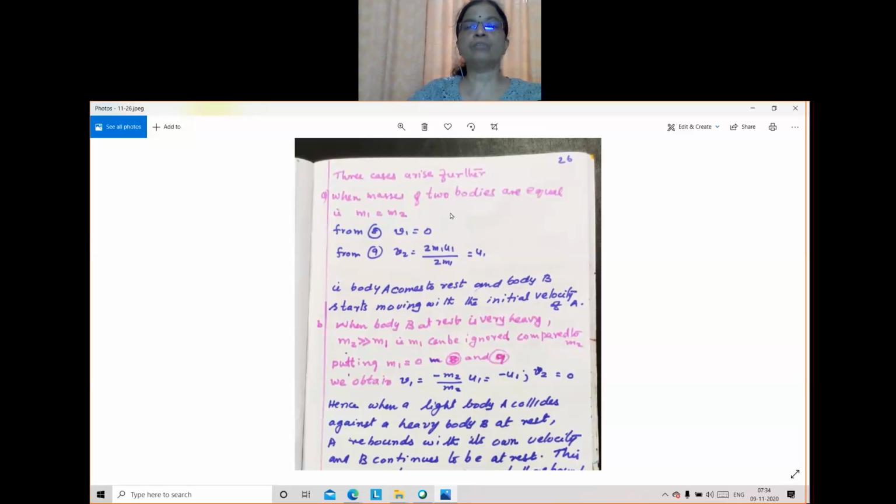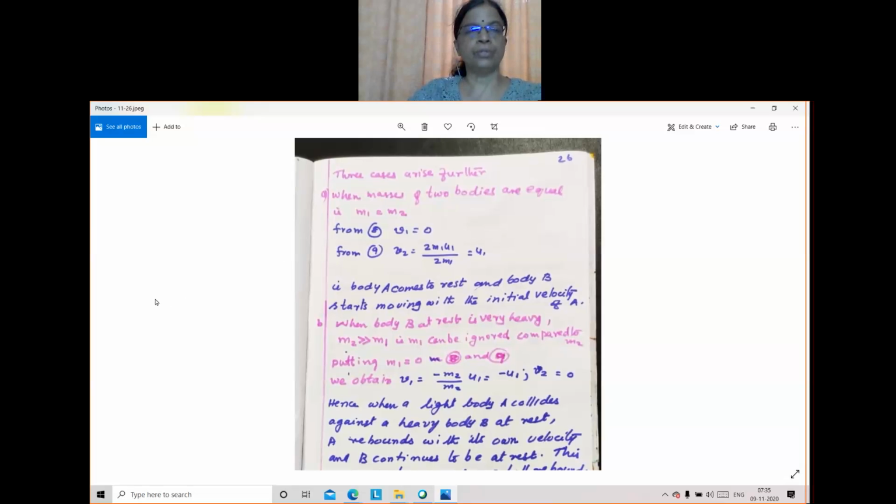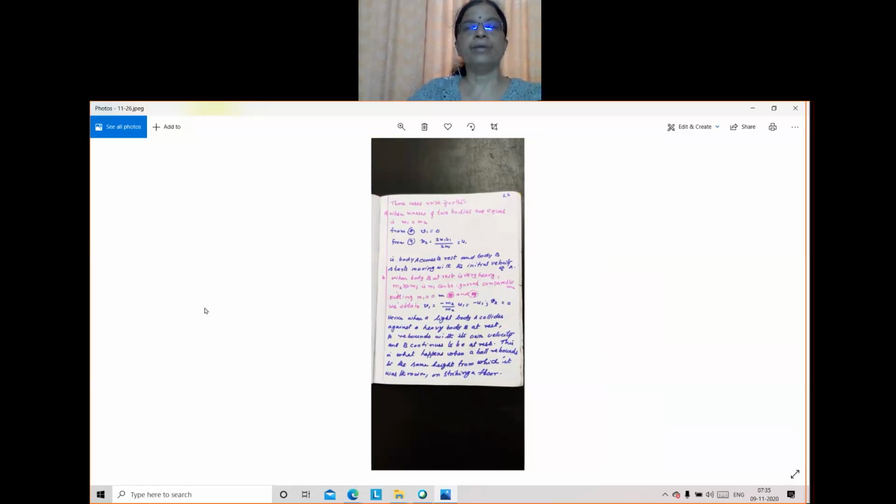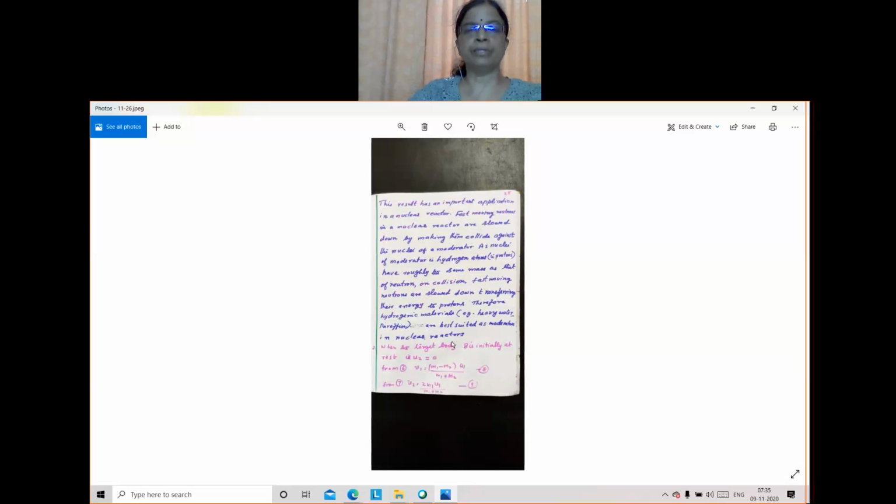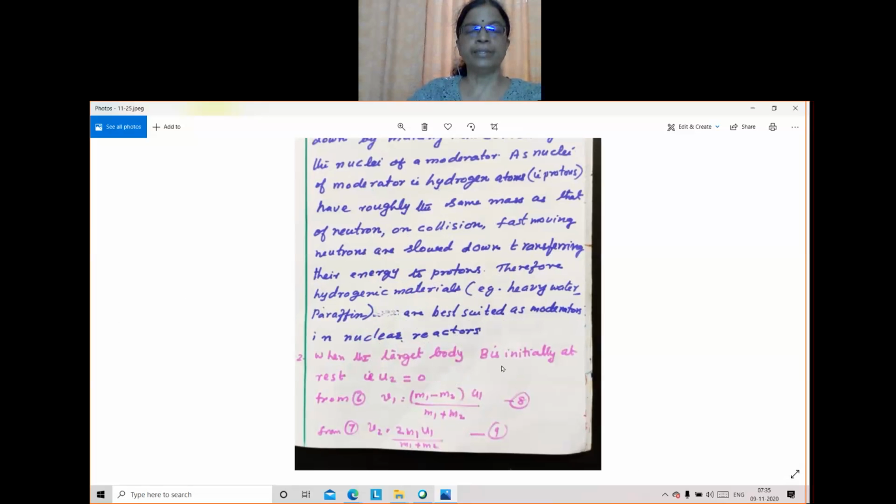When the masses of two bodies are equal, that is M1 equal to M2, what is V1? Again, we have to go to the equation. Let us substitute M1 equal to M2. In this equation, what happened? The M1 minus M2 term will be 0. So V1 equal to 0. The first body's V1, after collision, the velocity of body A, becomes 0. Understand?